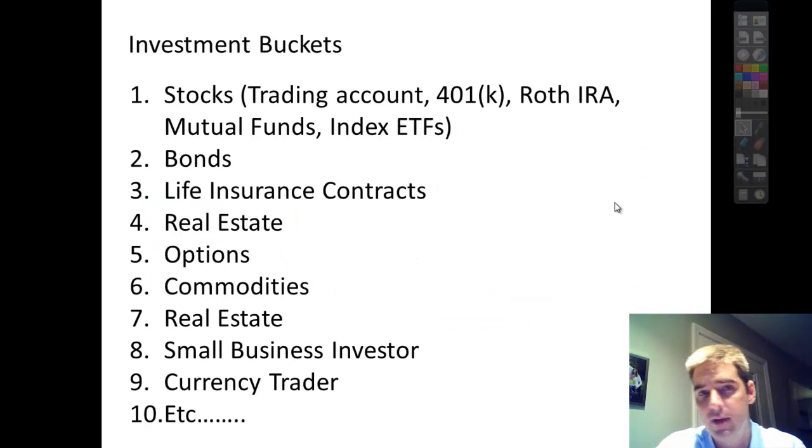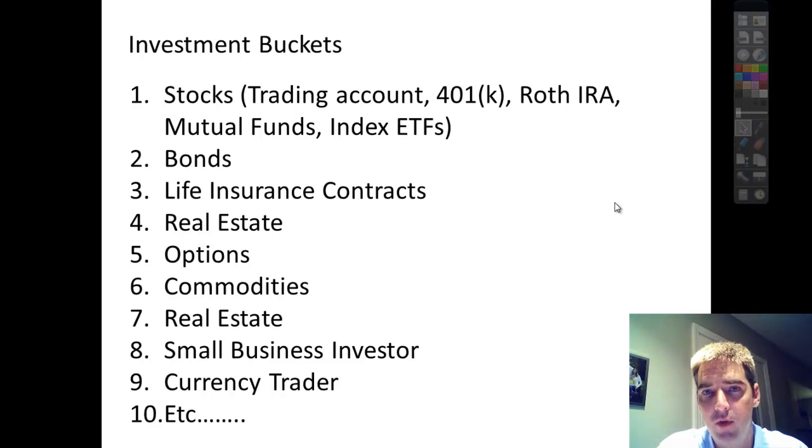We could put money into stocks, which you studied a little bit. You could have your own trading account, just like with Investopedia, through E-Trade or SureTrade. 401ks from your employer, Roth IRAs, mutual funds, and index exchange-traded funds are a few of the ways you can invest in stocks. Bonds, life insurance contracts, real estate.